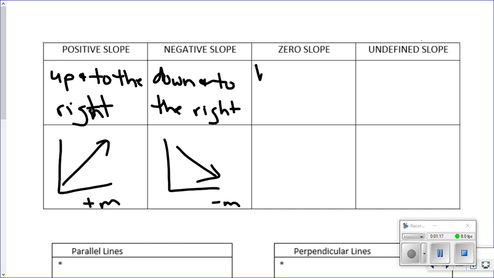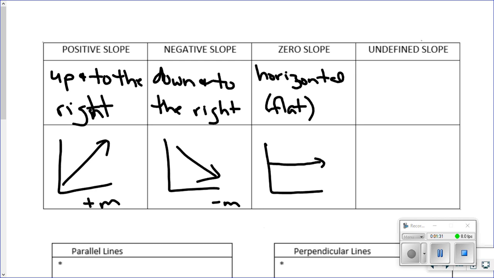Horizontal. A zero slope is horizontal, or in normal people words, it's flat. Okay, so on a graph, and m equals 0. And the reason for this is that we have a rise of 0.